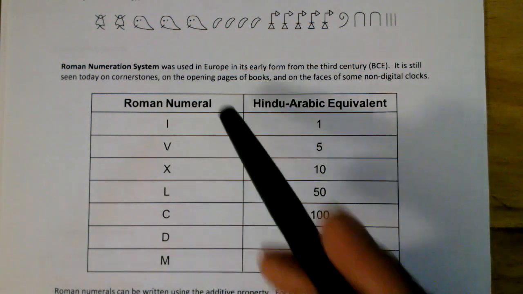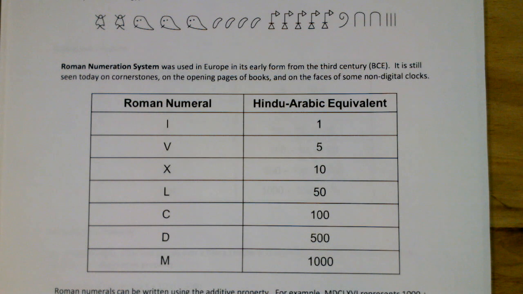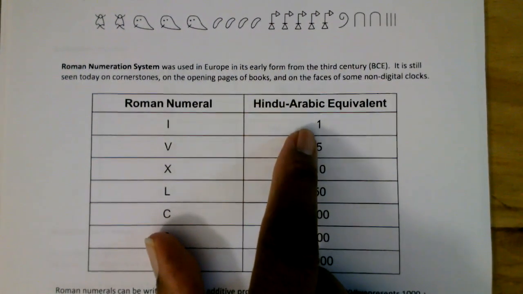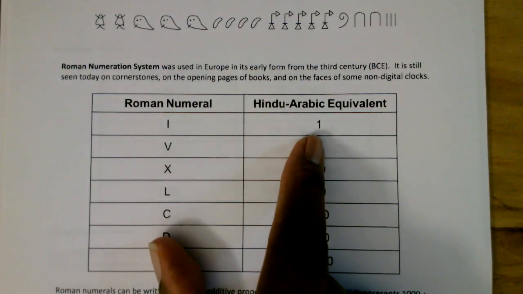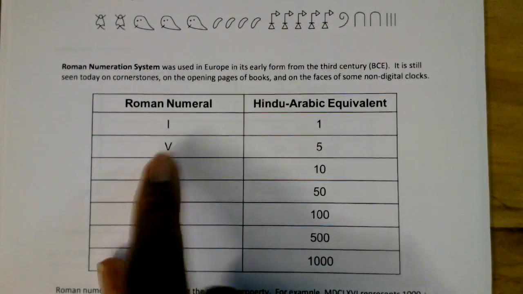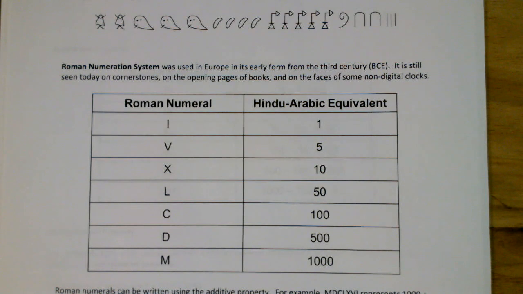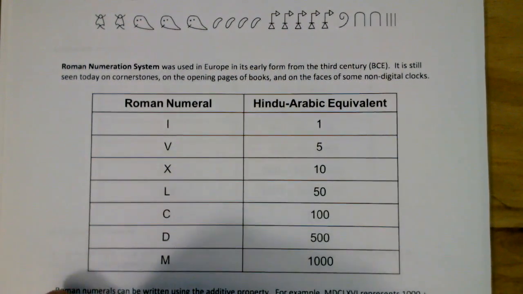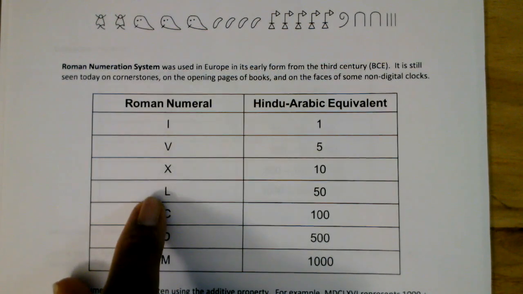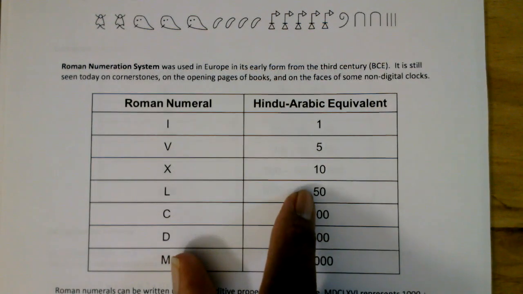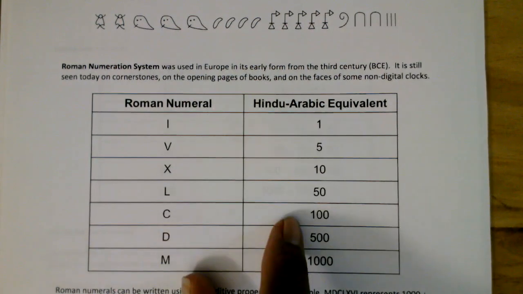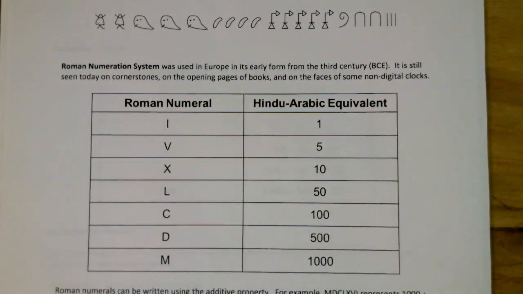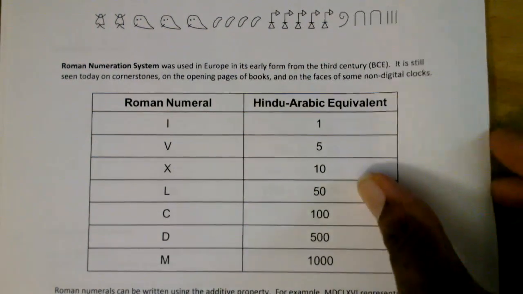Okay, so this is what the Roman numerals look like. The I represents the number 1 using the Hindu-Arabic equivalent. The V is the Roman numeral for 5. X is the Roman numeral for 10. The L represents 50. C is 100. D represents 500, and M represents 1,000.